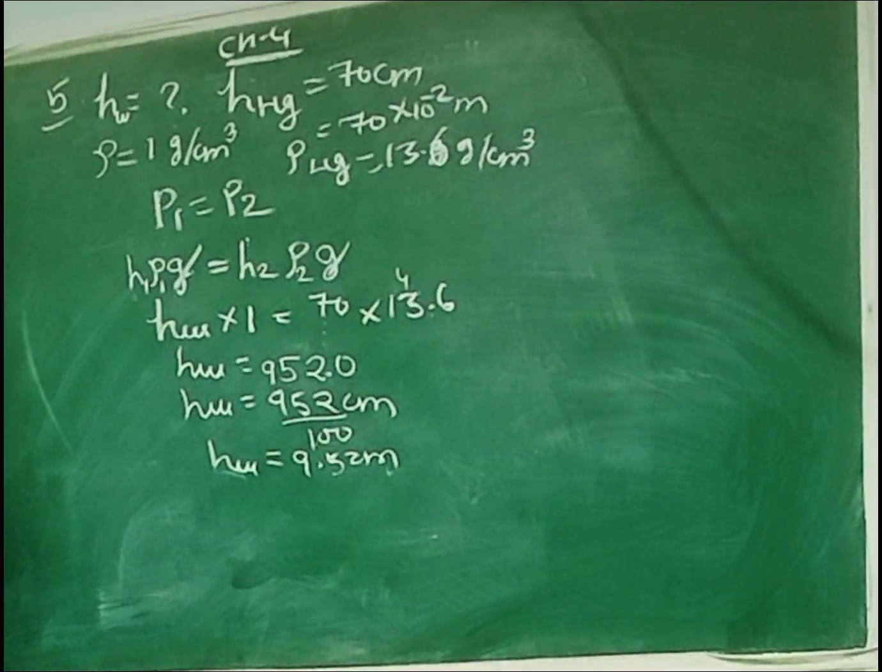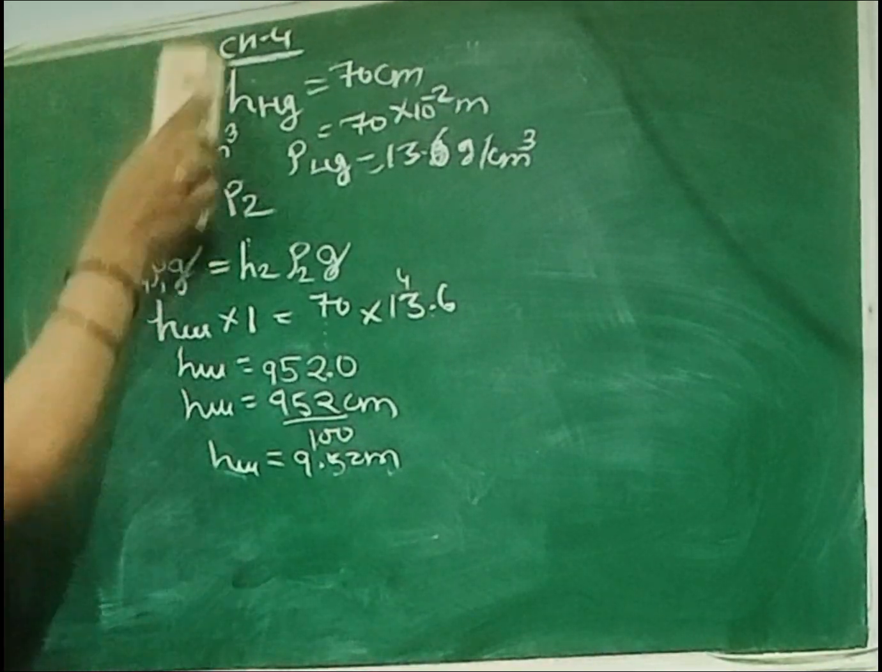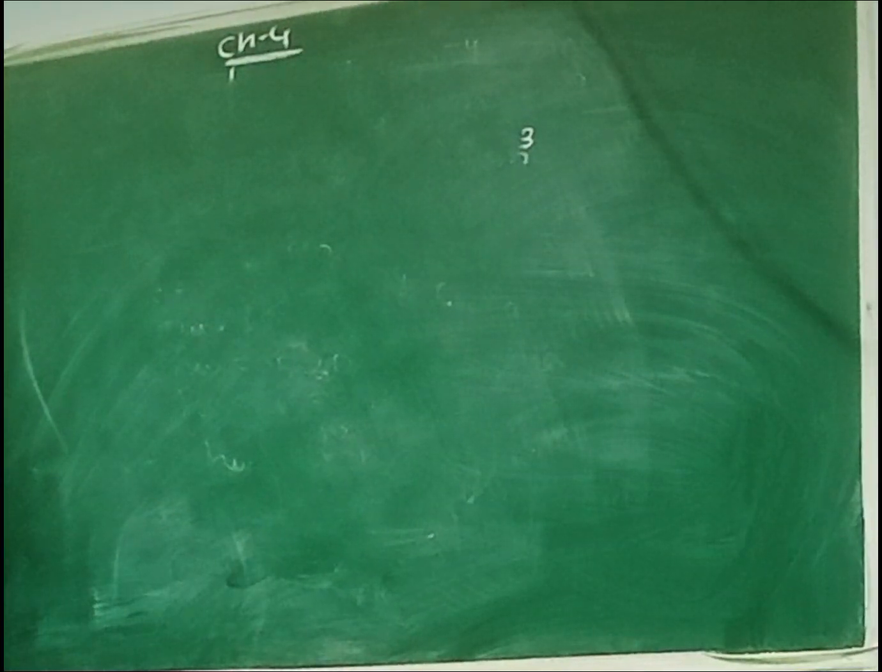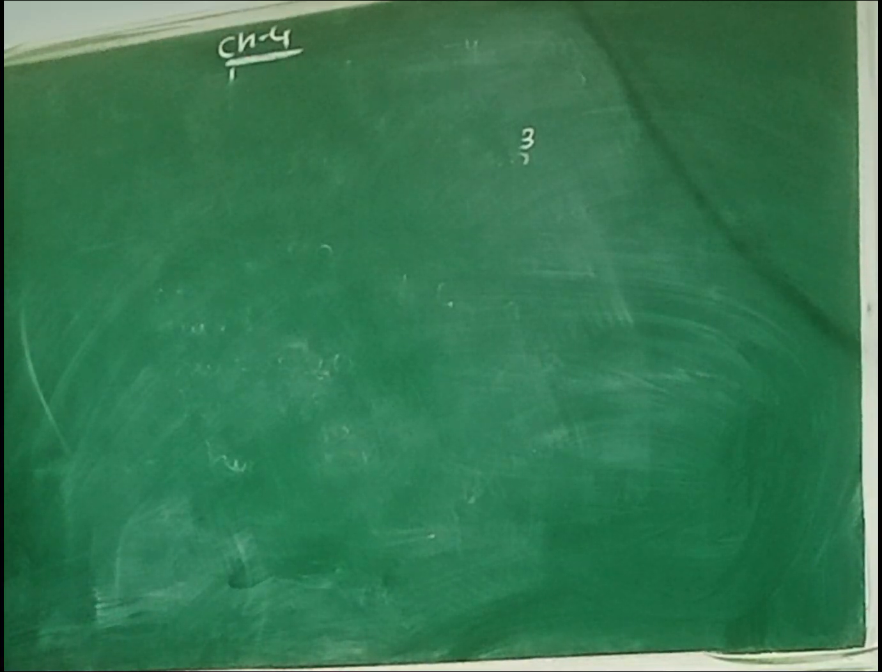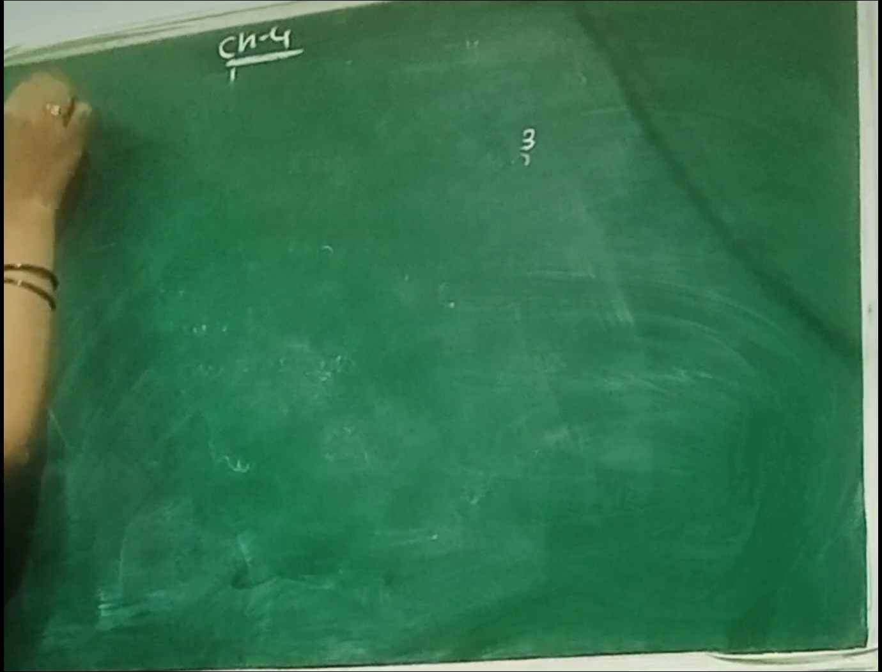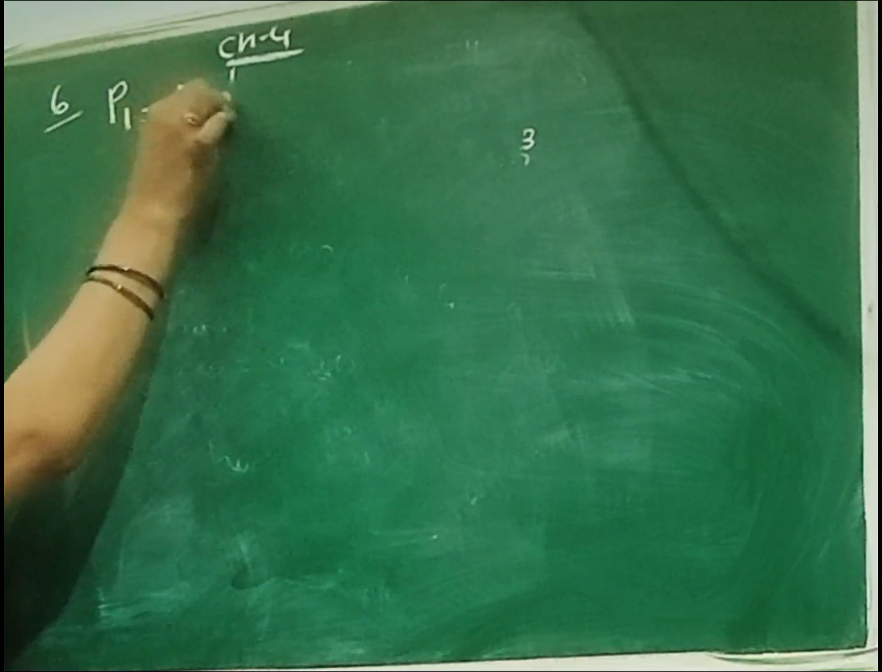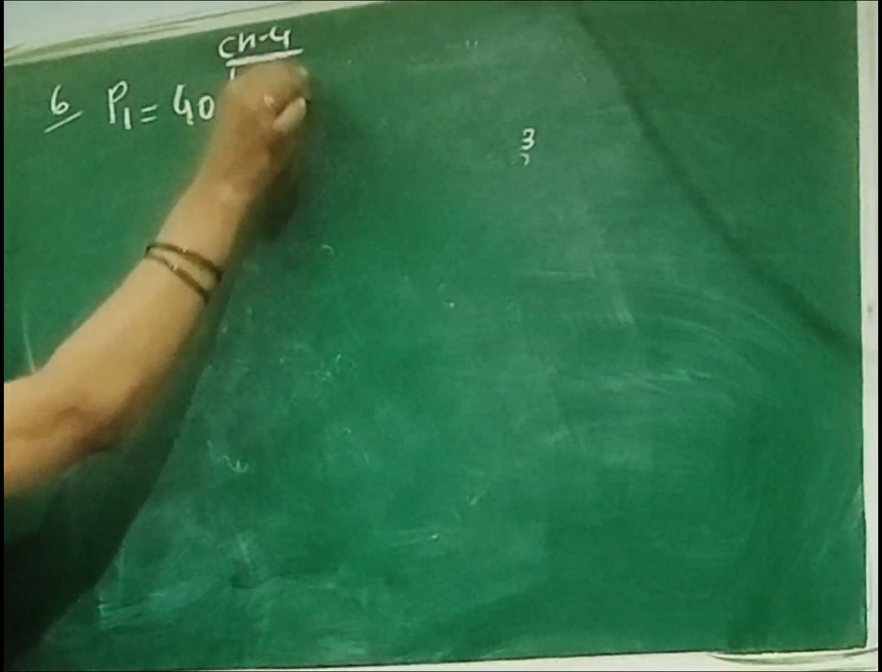So this is our question number 5. Now we will move forward to question number 6. See what is given in question number 6. The pressure of water on the ground floor is 40,000 Pascal. So here we are taking it as P1. P1 is equal to 40,000 Pascal. Okay.